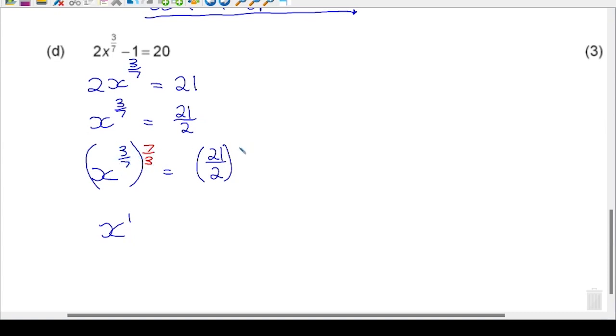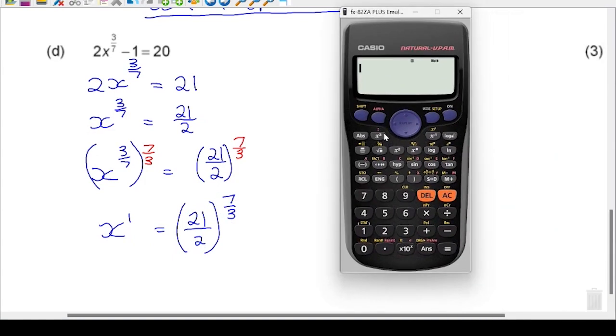That's absolutely fine, but just remember that whatever we do on the left-hand side, we must do on the right. So we're going to take our 21 over 2 and raise it to the power of 7 over 3. Let's bring up a calculator to have a look at what that looks like. We're going to type it exactly as it appears: 21 over 2 to the power of 7 over 3.